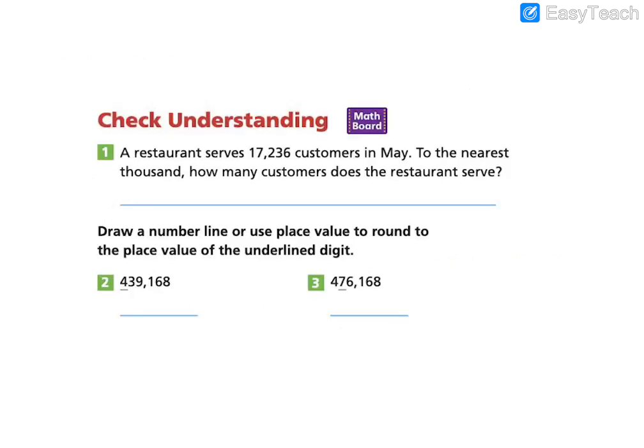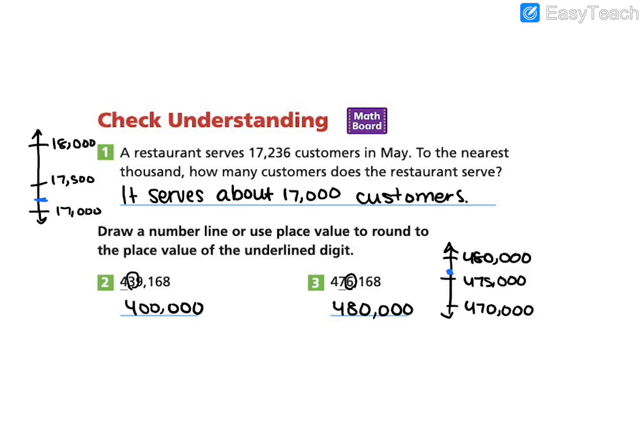Right, go ahead and check your understanding, and then press play to check your answers. Okay, so let's go ahead and check. Number 1, it serves about 17,000 customers. It asked us to round to the nearest 1,000. I went ahead and used a number line. The 1,000s that are in between are 17,000 and 18,000. That halfway point would be 17,500. Because it's less than that halfway point, it rounds to 17,000 customers.